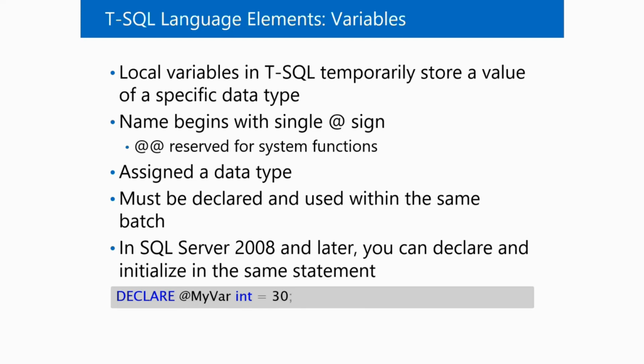In SQL Server 2008 and later versions, you can declare the variable and initialize it in the same line. Like here, DECLARE @myWhere int, and at the same time you can assign the value. In earlier versions, before SQL Server 2008, this had to be done in two separate statements. You couldn't do it in a single statement, so you had to declare it first, and then in the next statement, initialize it.